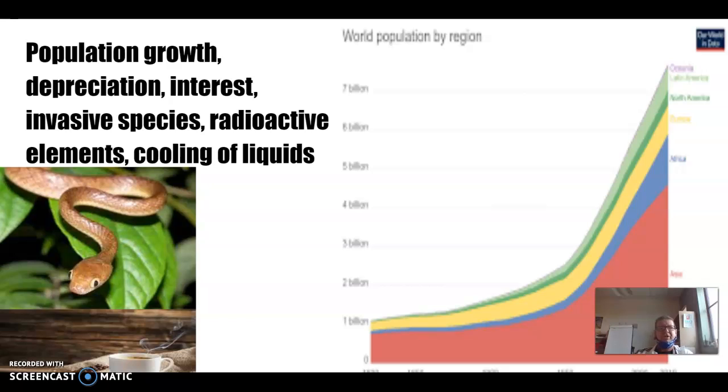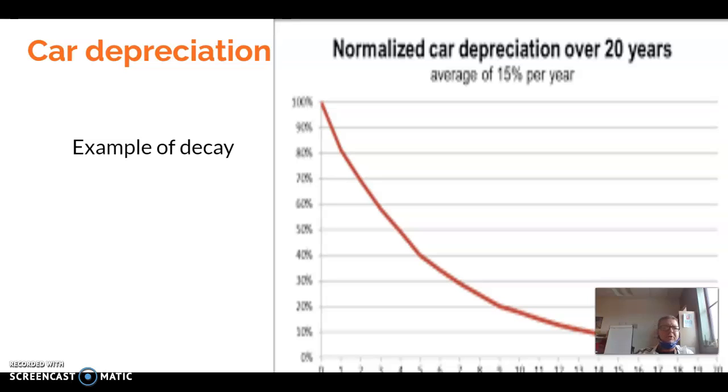Population growth, which is something that's part of exponential growth. Depreciation, interest, invasive species like we have here on Guam, radioactive elements, cooling of liquids are all examples of growth and decay. Those are all real-life examples. So that's what you want to include to make your visualization meaningful. Car depreciation, that's an example of decay. So you buy a new car, you drive it off the lot, of course it's going to depreciate.